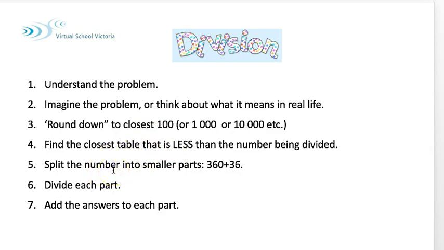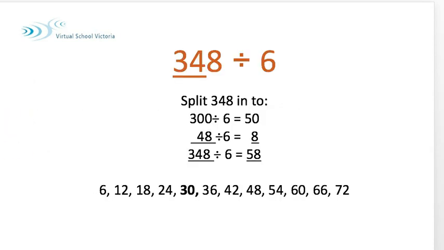Split the number into smaller parts that are your table groups. And then you divide each part into the groups you want, and finally you add the 2 parts. We'll have a quick look how we've done this one. We've broken that up into 300, because it's the closest table that's less than, and 48, divided each section by 6 and added them all up. So what you're doing is taking the groups out.